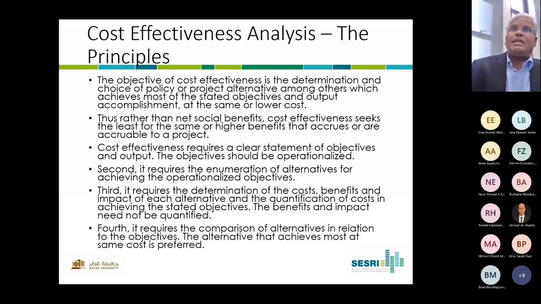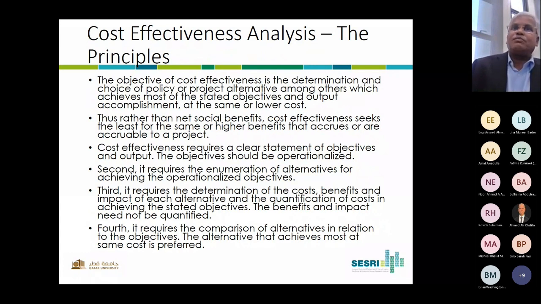Cost effectiveness requires a clear statement of objectives and output. There are numerous methodologies available to make accurate predictions of investment. Later, I will give you some examples and illustrations of cost benefit analysis and cost effectiveness analysis. So therefore, the objectives of policy can be operationalized.